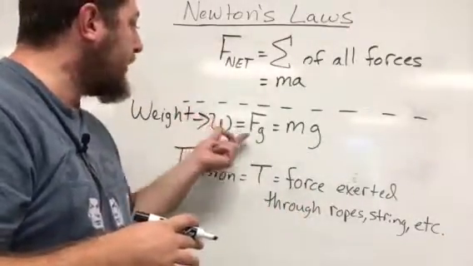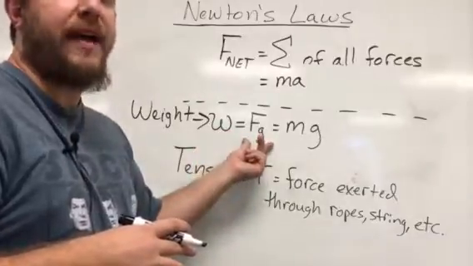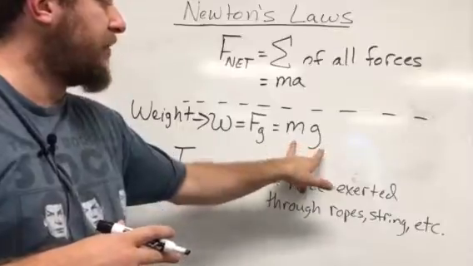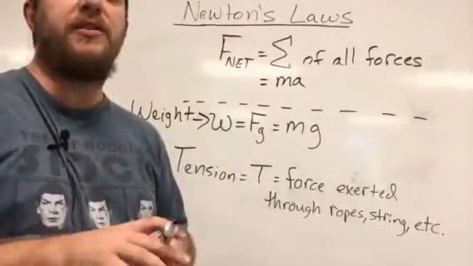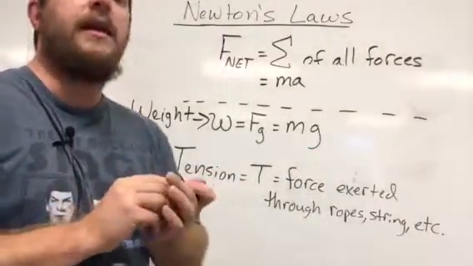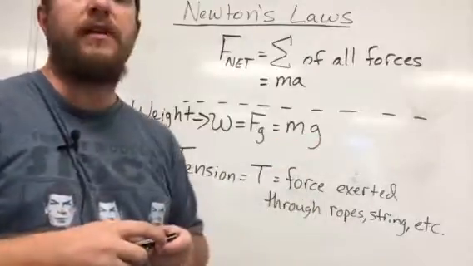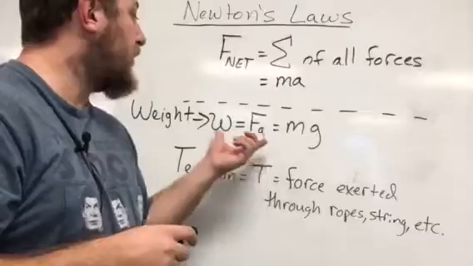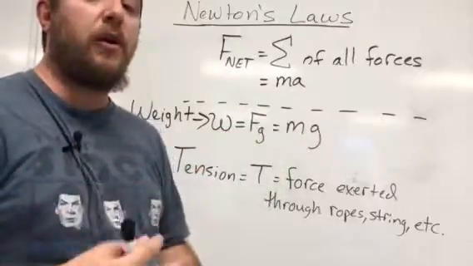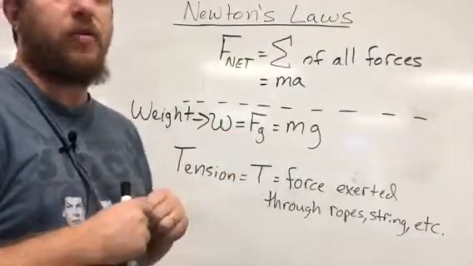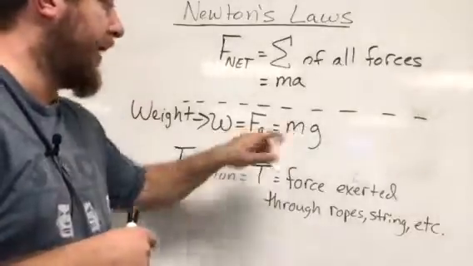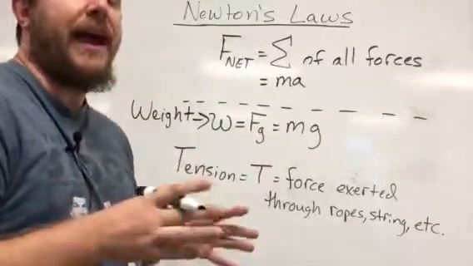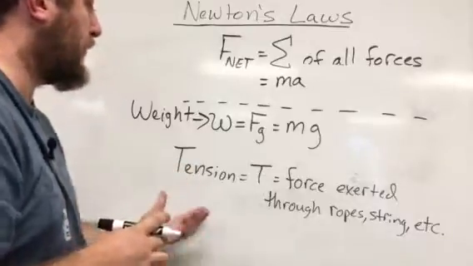So weight is equal to the force of gravity, and it is equal to the mass of an object times the gravitational acceleration it experiences. Now, here on Earth, g is roughly 9.81 meters per second squared. So for any object near the surface of the Earth, you can calculate its weight if you know what its mass is. We are going to use that particular concept over and over again.